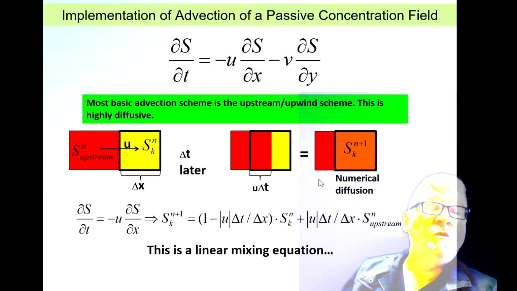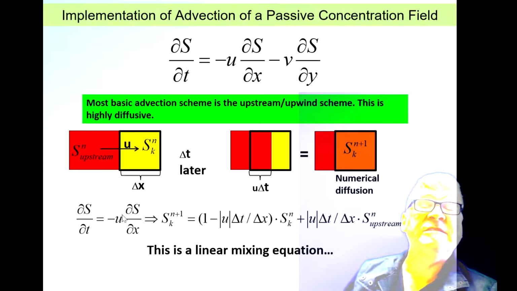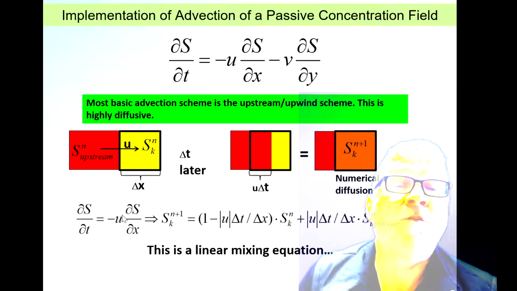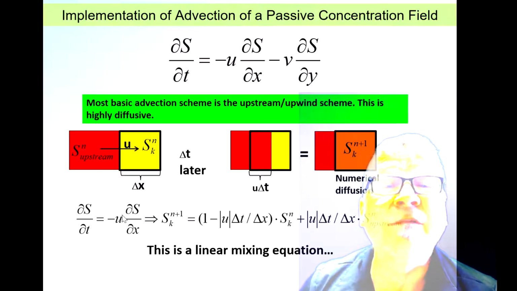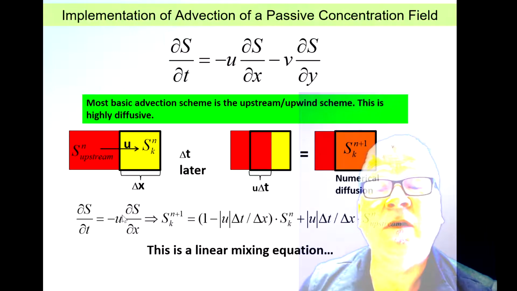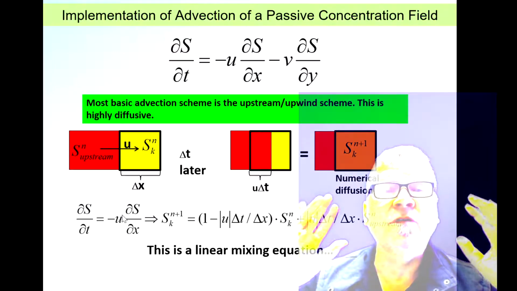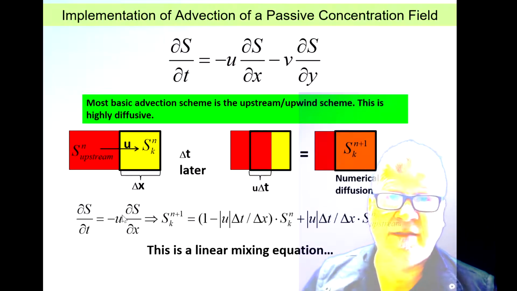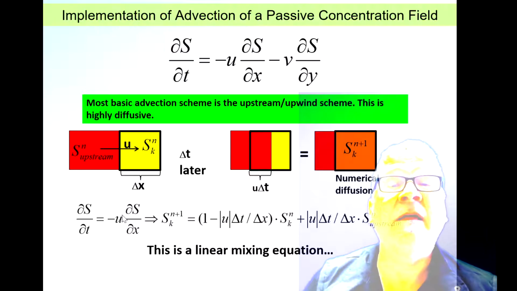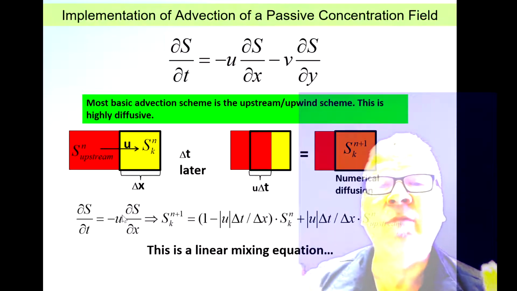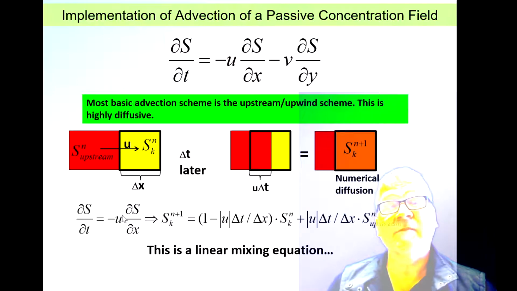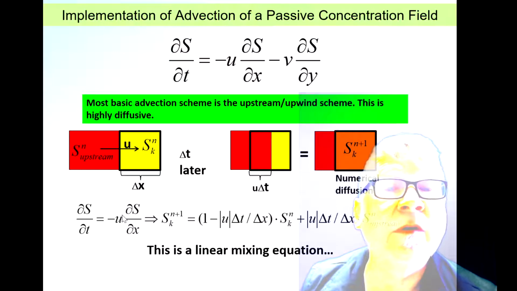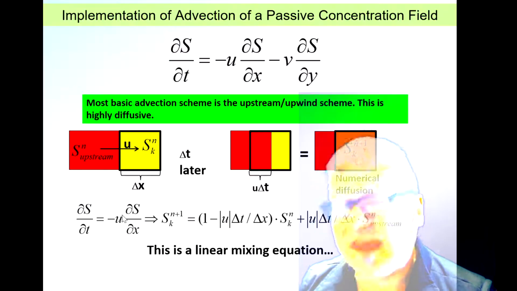Okay, and if you have a look at this equation, it's a linear mixing equation. Okay? And this is a problem because you actually have artificial diffusion. You only get absolutely no diffusion if the time step exactly fits the condition that you pass on the entire content of one grid cell to the next. Okay, and this is what we call the upstream scheme. And I will show you a demonstration of the upstream scheme later. All right?